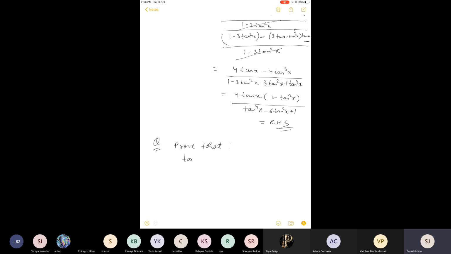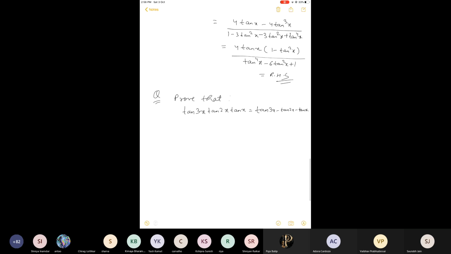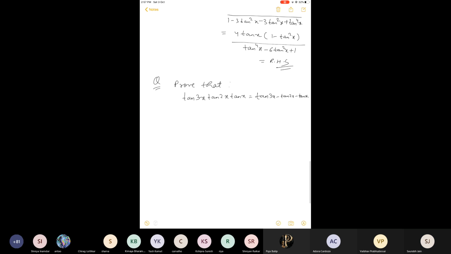Prove that tan 3x tan 2x tan x equals tan 3x minus tan 2x minus tan x. So again we have to prove that LHS equals RHS. So tan 3x tan 2x tan x equals this. To prove this question, if you have any idea, you can let me know so that we can start the question by using this. So first, using tan 3x and tan 2x formula.